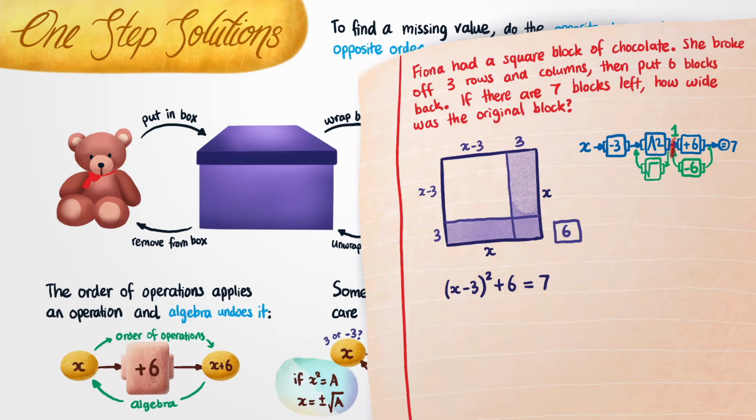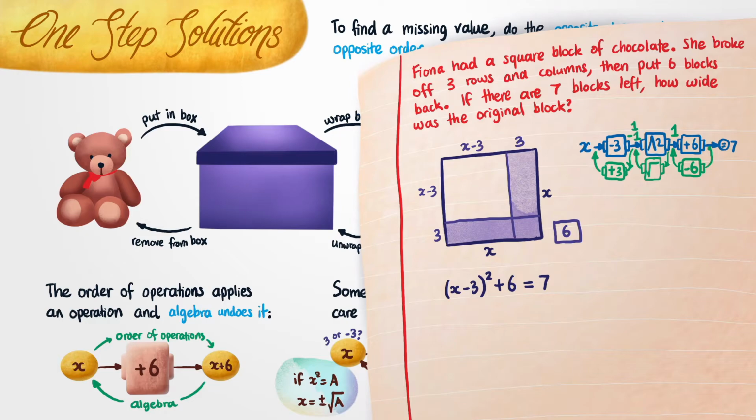Now of course, the square root of 1 is just the number 1. But you have to remember to include plus minus 1, because minus 1 squared is also 1, as is 1 squared. So now that you've got this plus minus here, to go back one more step, we have to understand that the opposite of subtracting 3 is adding 3.